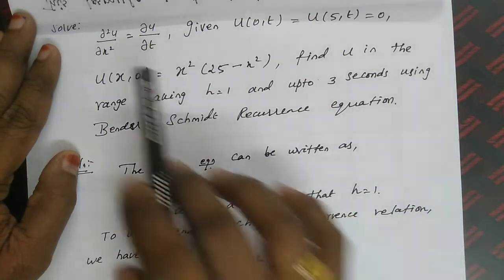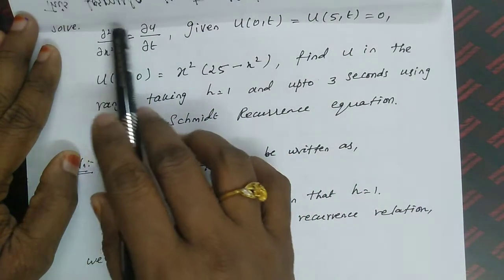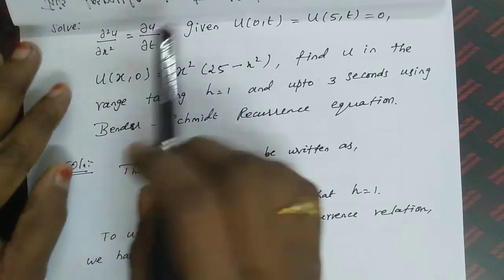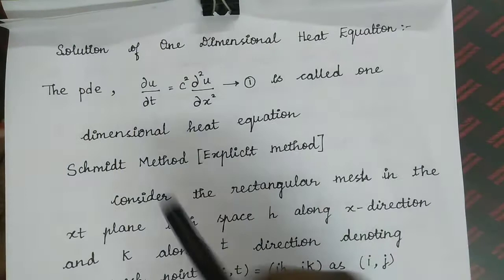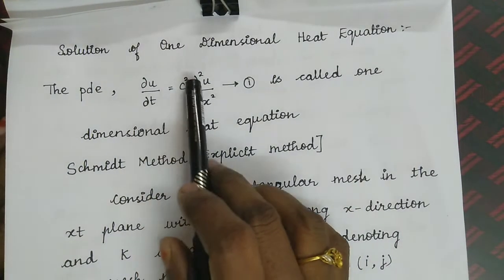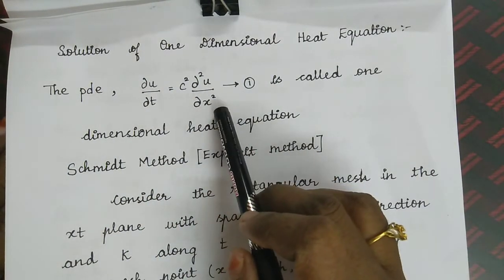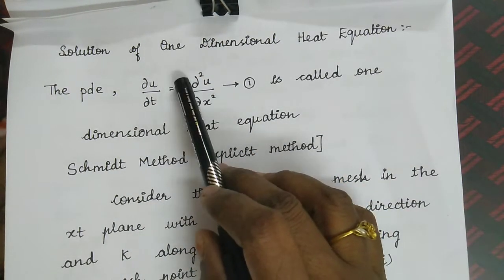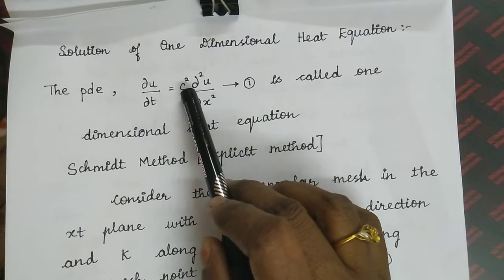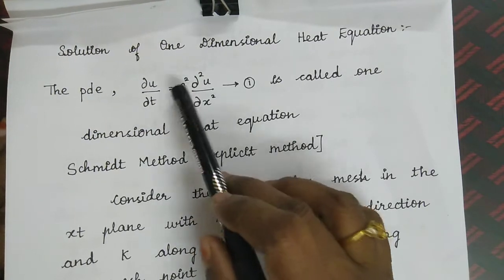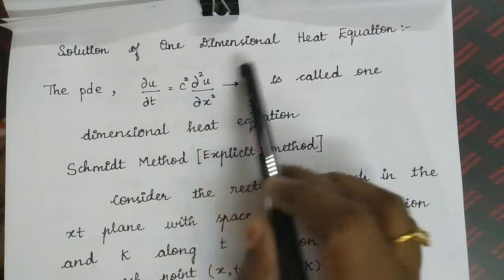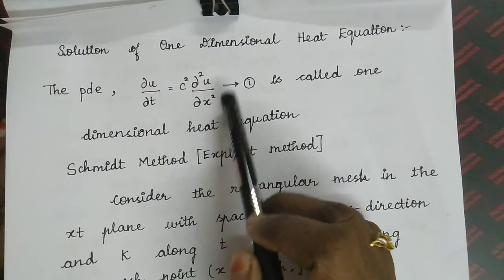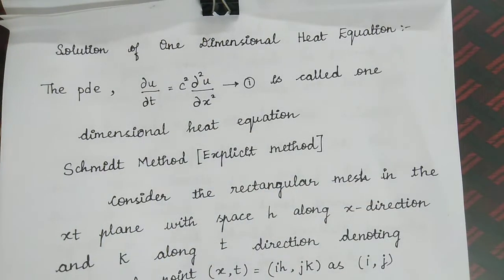So in the question, the first one is the heat equation, dou square u by dou x square equal to dou u by dou t. We have to compare the given equation with the general equation. What is our general heat equation? Dou u by dou t equal to c square into dou square u by dou x square. Some authors write a square instead of c square. It doesn't matter, a square or c square or any constant, lambda square, everything has the same meaning. So dou u by dou t equal to c square into dou square u by dou x square. This is the general equation of one dimensional heat.